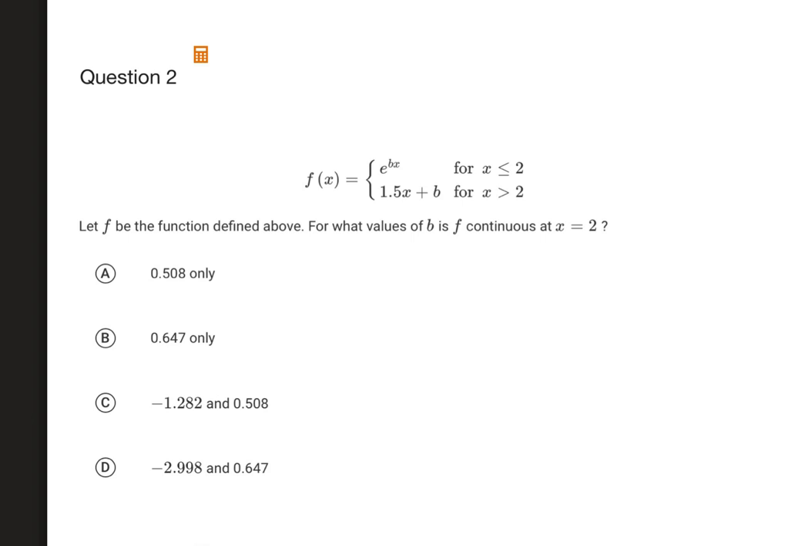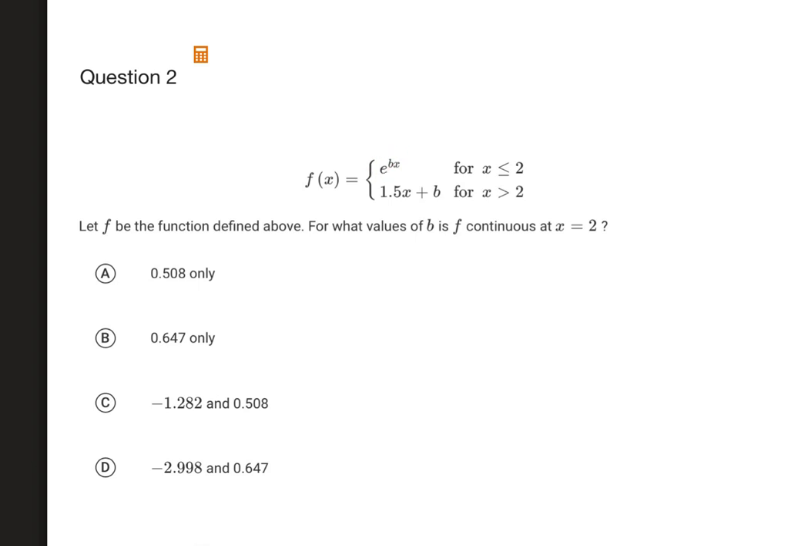Okay, so next one, number 2. They give you a piecewise function, e to the bx when x is less than or equal to 2, and then 1.5x plus b when x is greater than 2. They say let f be the function defined above. For what value of b is f continuous at x equals 2? Okay, nice thing is you see that it's less than or equal to. It's got the equal to here. So we know that the function at 2 is just plugging in 2.